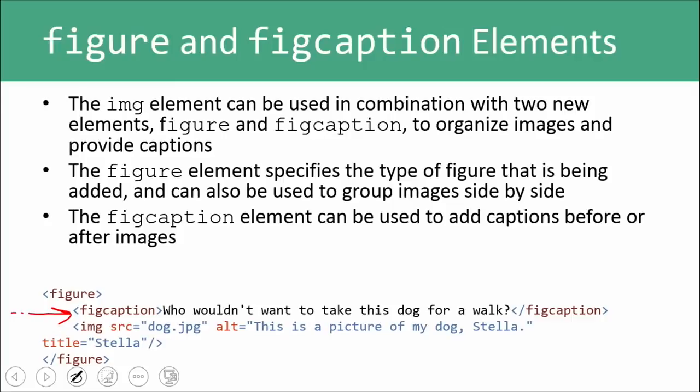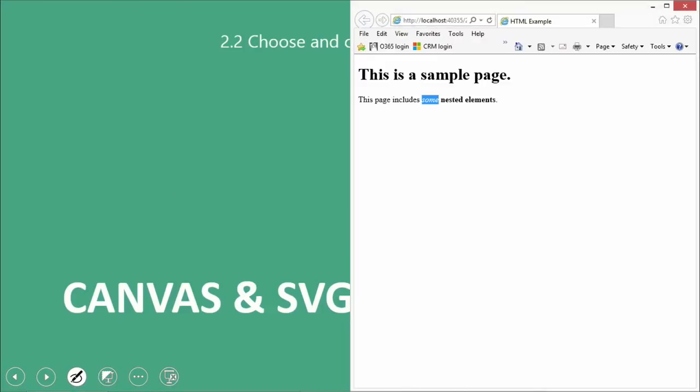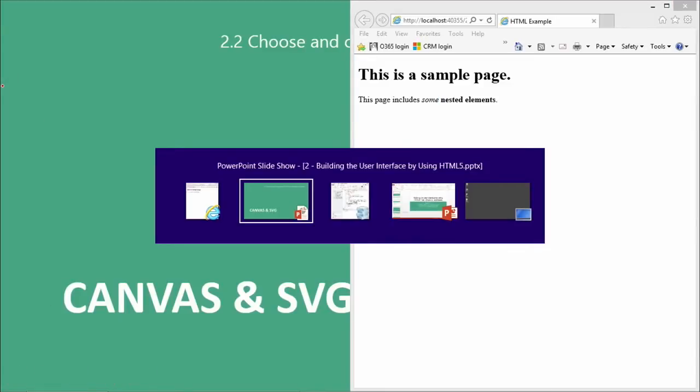The figure element can also be used to specify the type of figure that's being added, and then also to group images. So if I had like 3 different pictures of my dog Stella, then I could go ahead and add them all within the same figure element. I could nest them all within the same figure element, right? So let's actually go ahead and take a quick look at some code here.